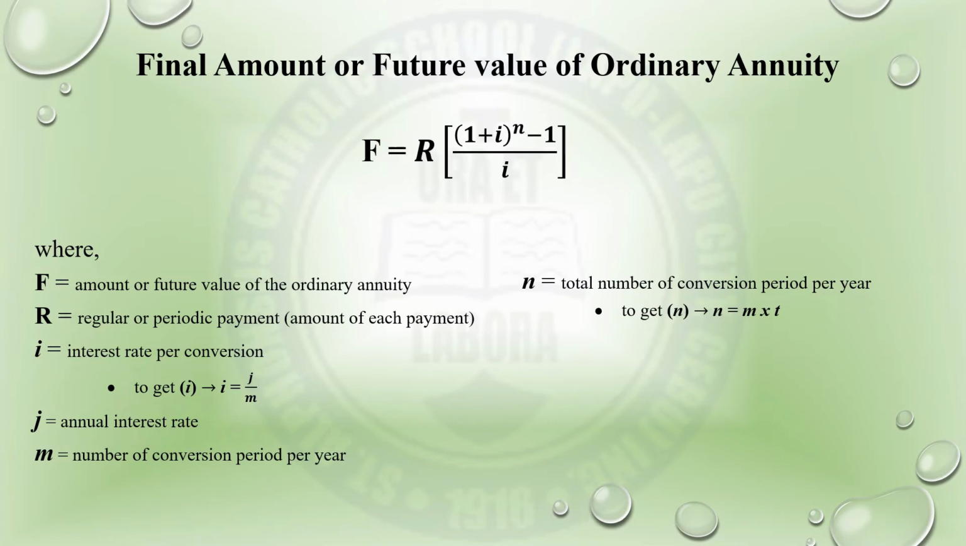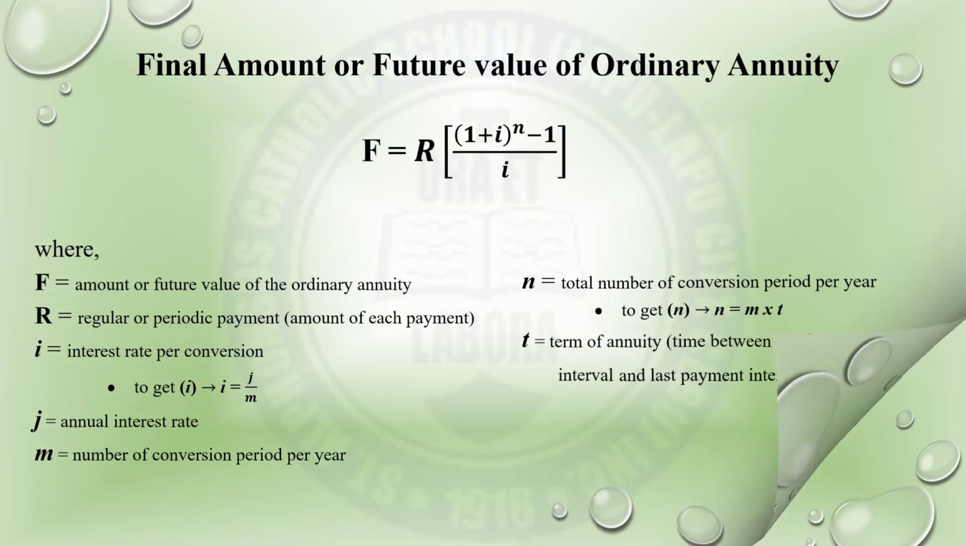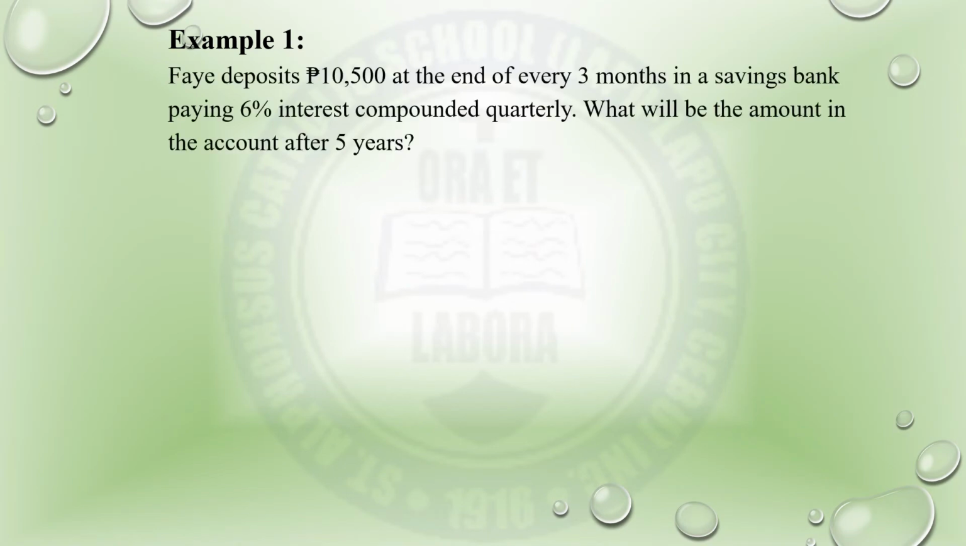N is considered as the total number of conversion periods. And to get N, it is equal to M times T. And T is considered as the term of the annuity, or the time between the first payment interval and the last payment interval. For example number 1, Faye deposits 10,500 pesos at the end of every 3 months in a savings bank, paying 6% interest compounded quarterly. What will be the amount in the account after 5 years?